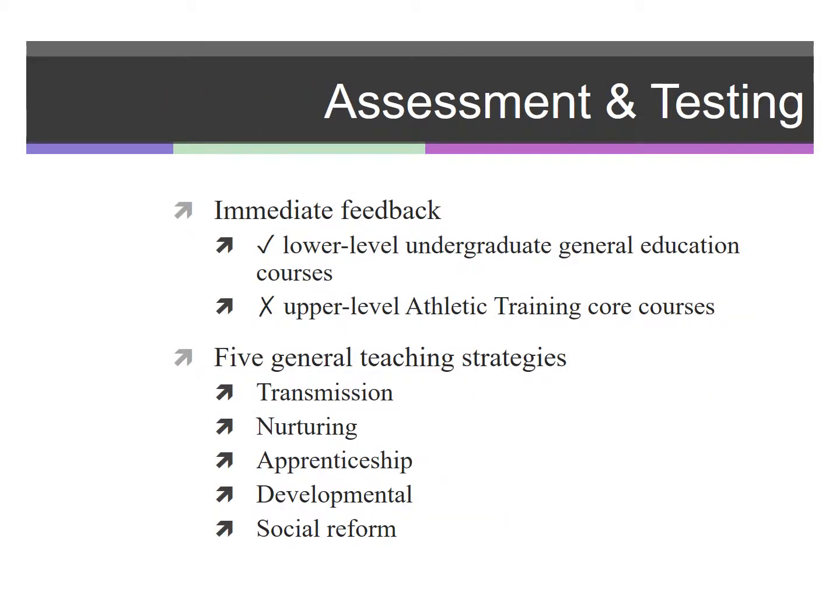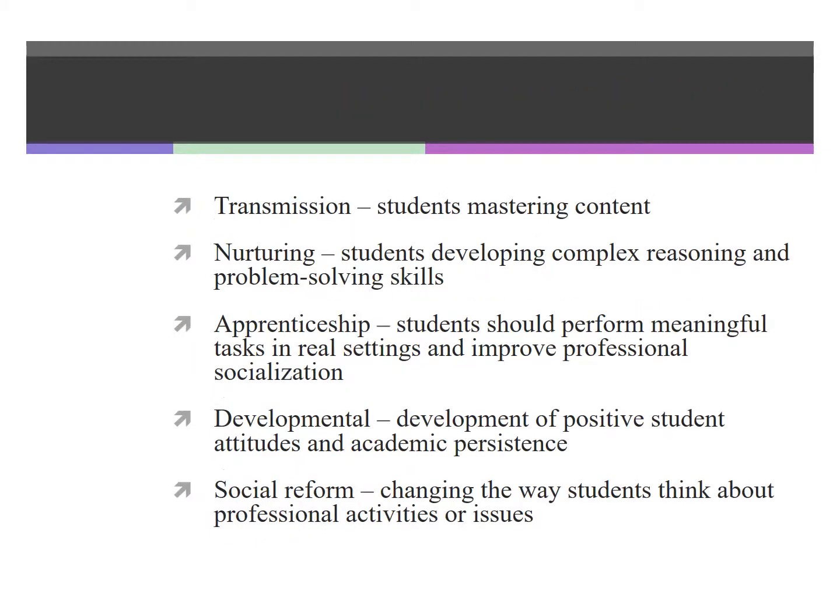Some of the assessment and testing strategies found in research include immediate feedback, which was found to be excellent in use in lower-level undergraduate general education courses, but not as good in upper-level athletic training core courses. 5 general teaching strategies that were found include transmission, nurturing, apprenticeship, developmental, and social reform.